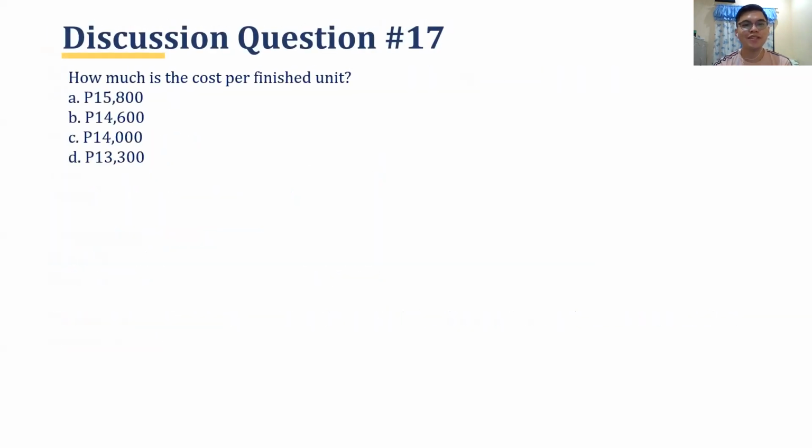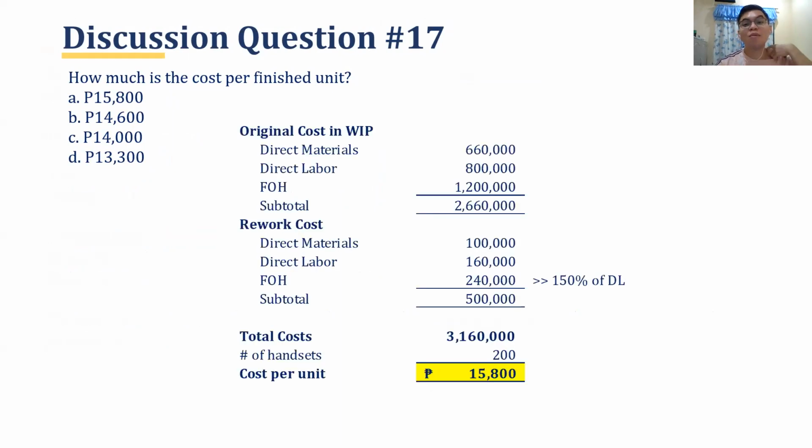Sige. For number 17, ito yung question. How much is the cost per unit of finished product? Madali lang yan, guys. Lista mo lang lahat ng cost. Yan, 660, 800, 1.2. So that's 2,660,000. Then add mo lang din yung cost of rework. 100, 160, tapos dito, please don't forget factory overhead. Kasi nga kung minsan nakakaligtaan. Given naman sa problem that there's application of 150% based on direct labor cost.